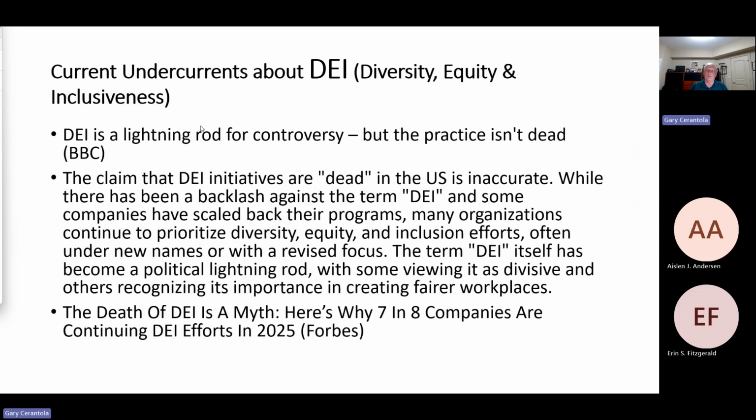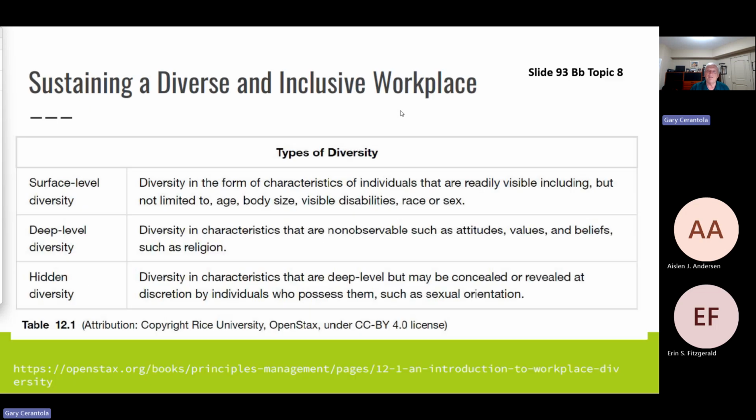And I just wanted to put this slide in, because right now diversity, equity, and inclusiveness is under attack. There's no doubt about it. And it doesn't matter where you are, maybe in Europe or in North America. But here are some articles saying that what we're talking about here is not irrelevant. It's not going away, is really what I'm saying.